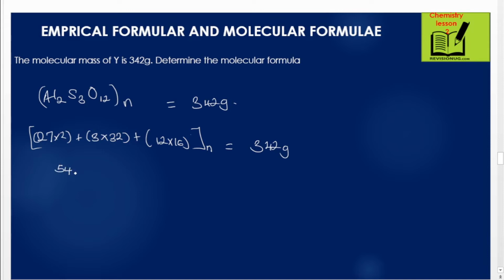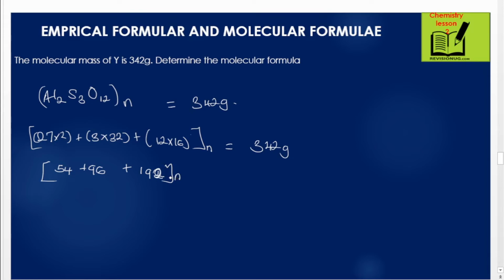That is 54. Let me get the calculator here. Then the next one, as you are calculating, this is 32 by 3. So 32 by 3 is giving us 96. Then plus 12 by 16. Yes, this is giving us 192, but all of this one into n there.